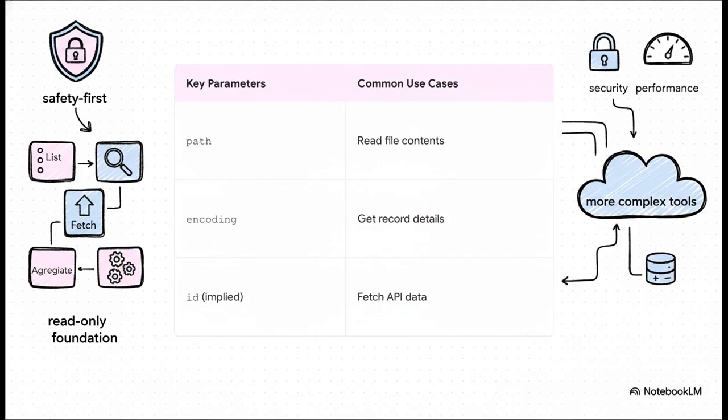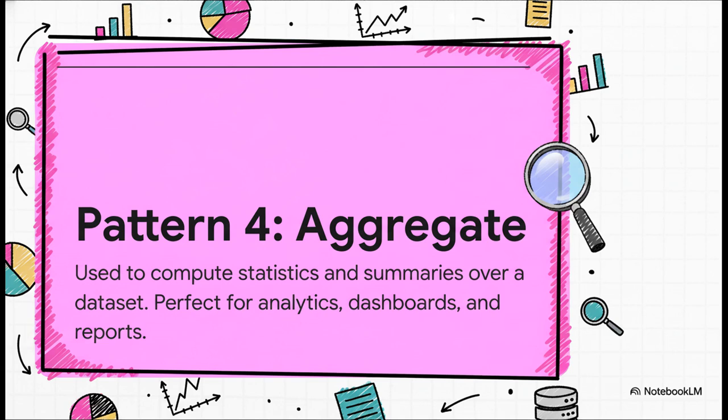It's basically the digital equivalent of pulling a single book off a library shelf to read it cover to cover. And finally, our 4th pattern, aggregate or summarize. This is where you zoom out from all those individual items to see the big picture. This pattern doesn't give you back raw data. It gives you insights by computing statistics over that data.